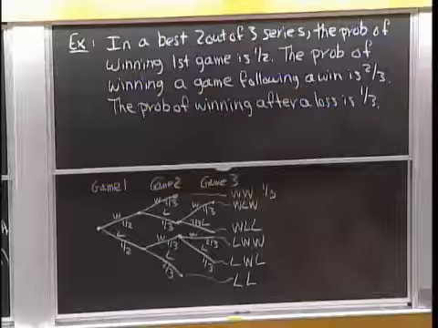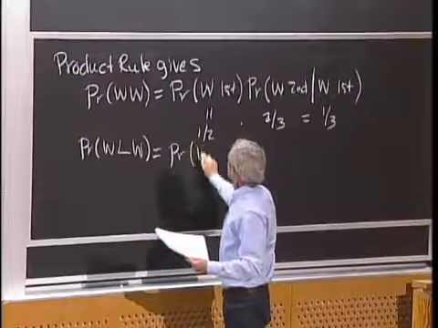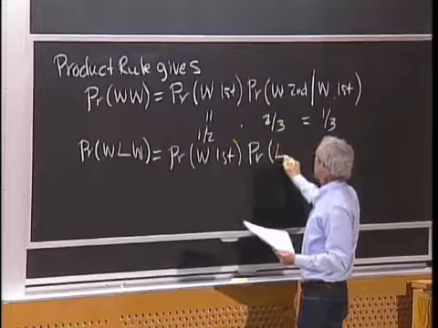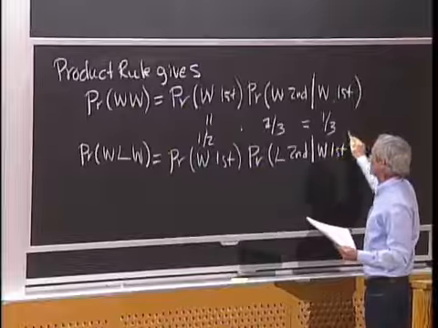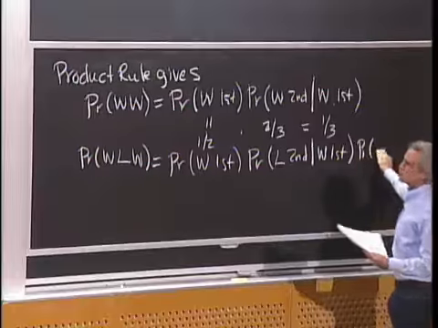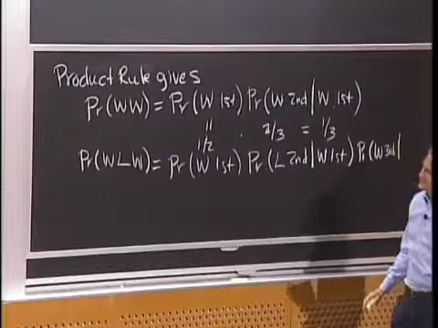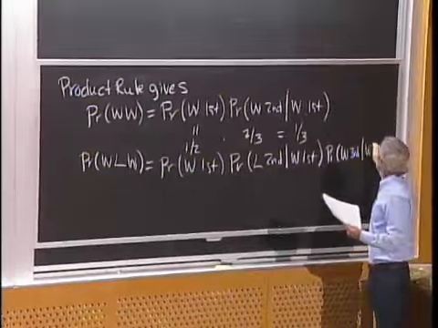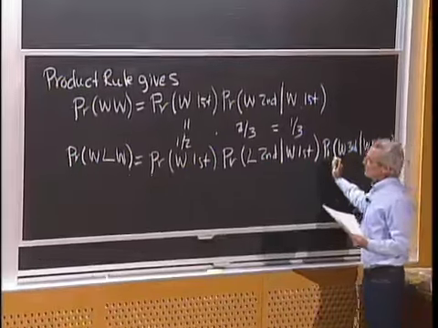The probability of win, lose, win by the general product rule is the probability that you win the first game, times the probability you lose the second game given that you win the first, times the probability you win the third, given what? What am I given on the product rule? Won the first, lost the second. All right, well, now we can fill in the numbers.